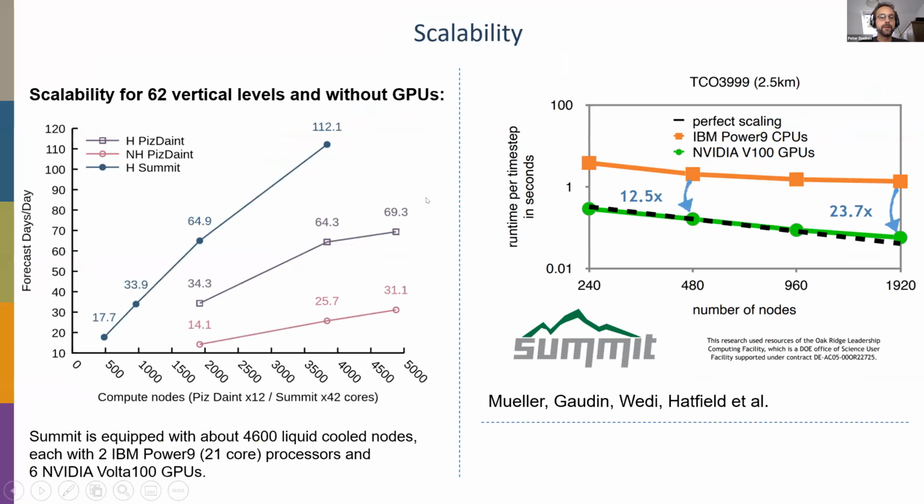Okay, in terms of scalability, what you see on the left are forecast days per day for different numbers of nodes for two different machines, Piz Daint and Summit. You have Piz Daint with a non-hydrostatic case reaching something like 30 forecast days per day without I/O and with 62 vertical levels now. If you go to the hydrostatic case, we reach almost 70 forecast days per day. And if you go to Summit and use hydrostatic, you reach more than 100 forecast days per day for this 1 kilometer case. This is quite extraordinary, I would say.